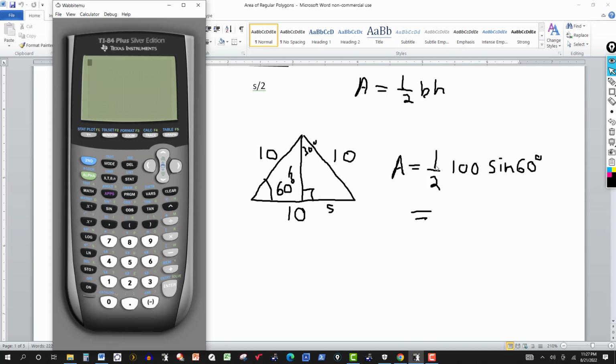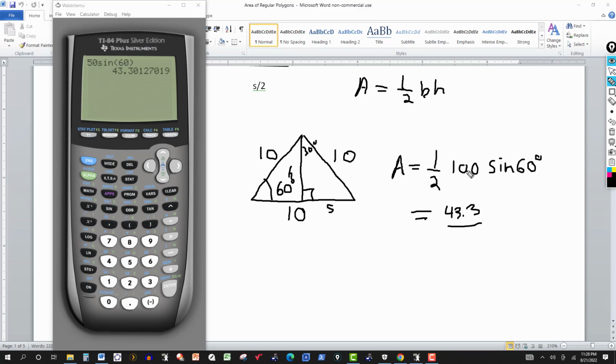So I'll just do here 1/2 times 100. I'll say that's 50. And then that's going to be times the sine. My calculator is set to degrees, so no issue there. Sine of 60. And there we have it. Same answer. 43.3 square units. Again, for this formula, doesn't have to be equilateral. As long as you're given the two sides and the included angle, you just plug it in.